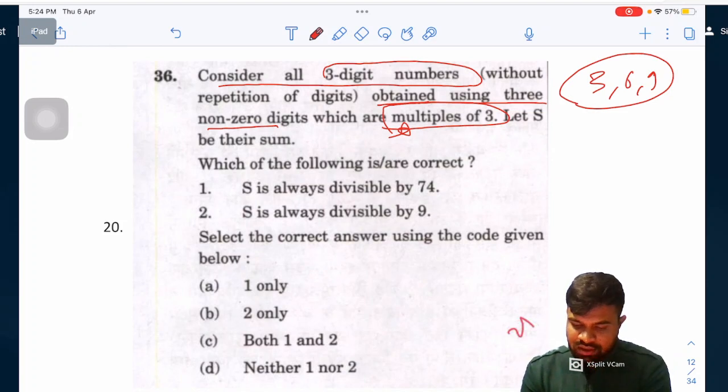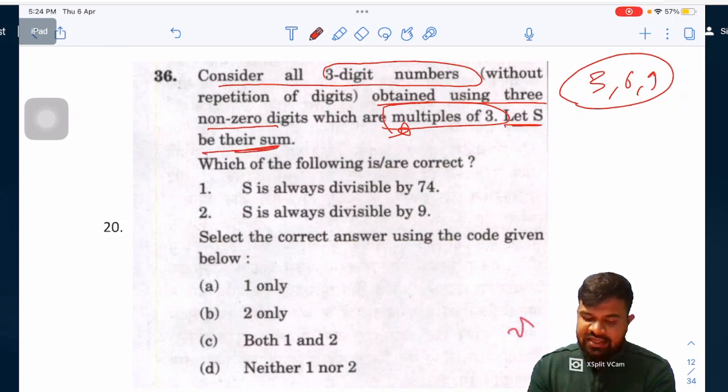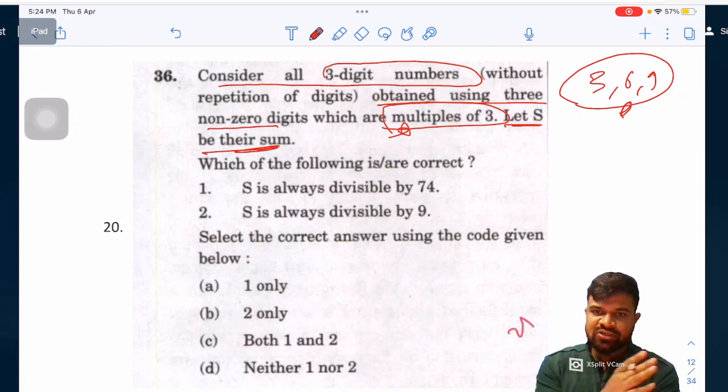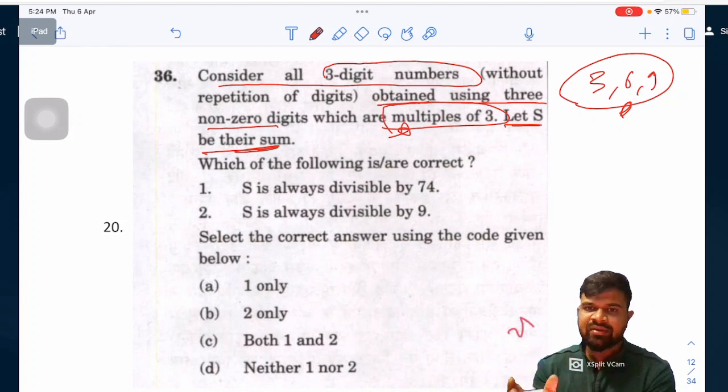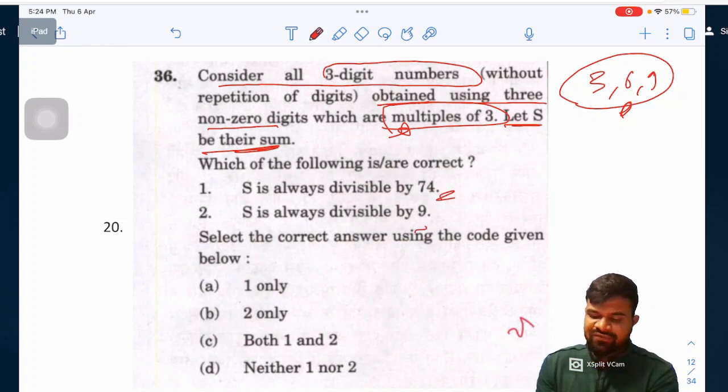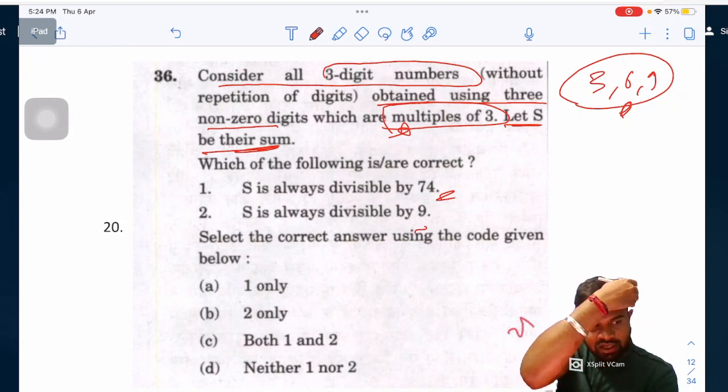Let S be their sum. So what we will do is create the numbers using these three multiples of three, that is 3, 6, and 9: first multiple, second multiple, and third multiple. And then we will check for these things.